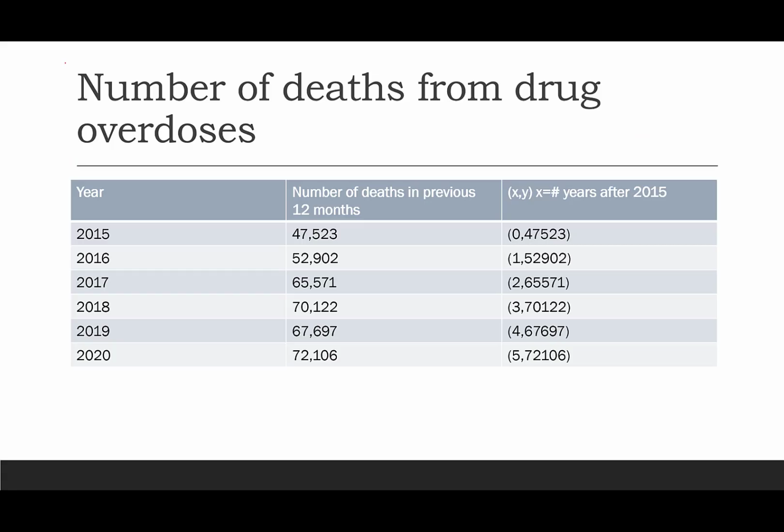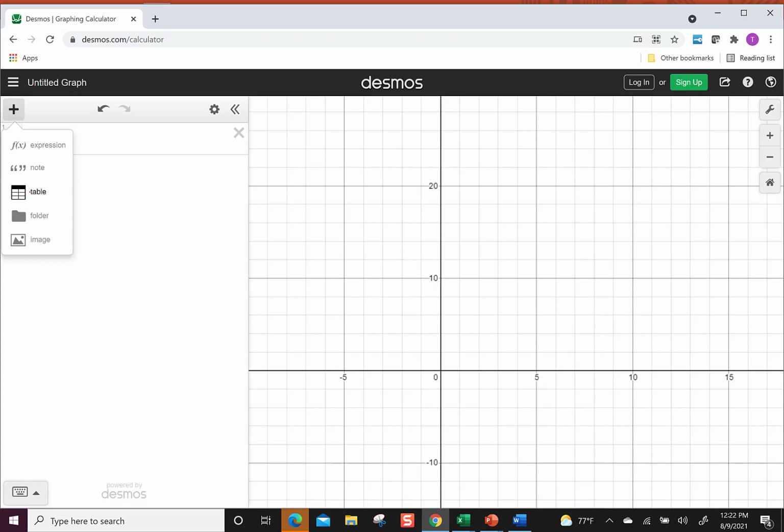Here I have the number of deaths from drug overdoses starting in the year 2015 and going up to the year 2020. Here I'll make x the number of years after 2015. When I'm writing these numbers in, I won't put comma placeholders for the thousands because that'll just be confusing when we get to Desmos. I can only have one comma and a point. So I'm going to put in 0, 47523, then 1 with 52902, 2 with 65571, 3 with 70122, 4 with 67697, and then 5 with 72106.